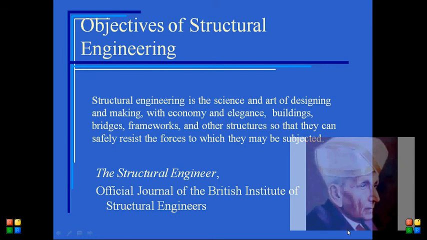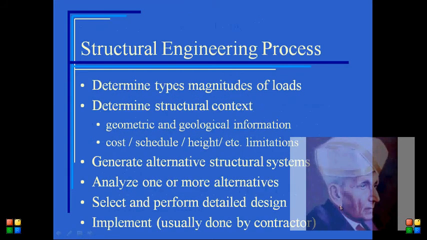Structural engineering process. Determine types and magnitudes of loads. Determine structural context, geometric and geological information. Cost, schedule, height, etc. are limitations. Generate alternative structural systems. Analyze one or more alternatives. Select and perform detailed design. Implement, usually done by the contractor.